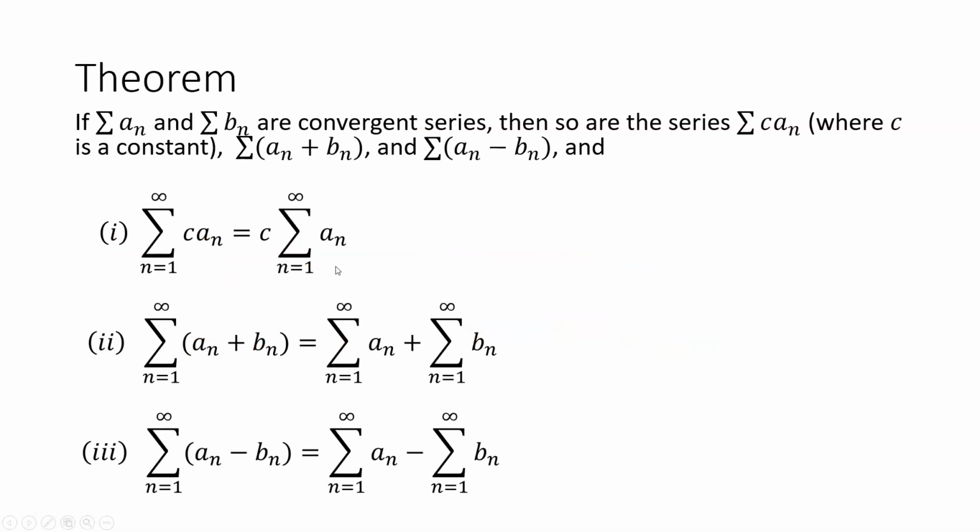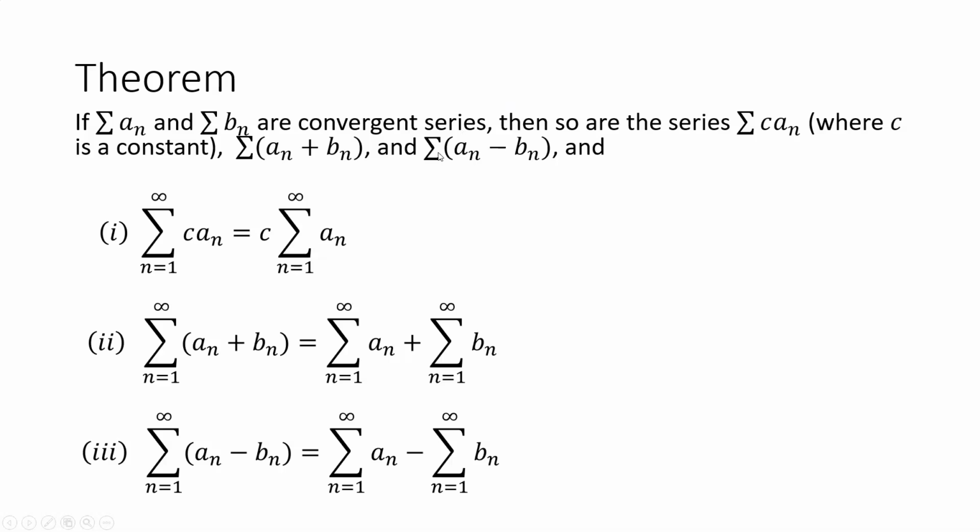In this slide, we're going to look at some important properties about sums. Supposing the sums of an and bn are convergent series, then if I multiply some constant by an, the series there is also convergent. If I sum up the terms an plus bn, then the series formed by summing those two terms is also convergent. And if I subtract an minus bn, then the series formed by subtracting those terms is also convergent.